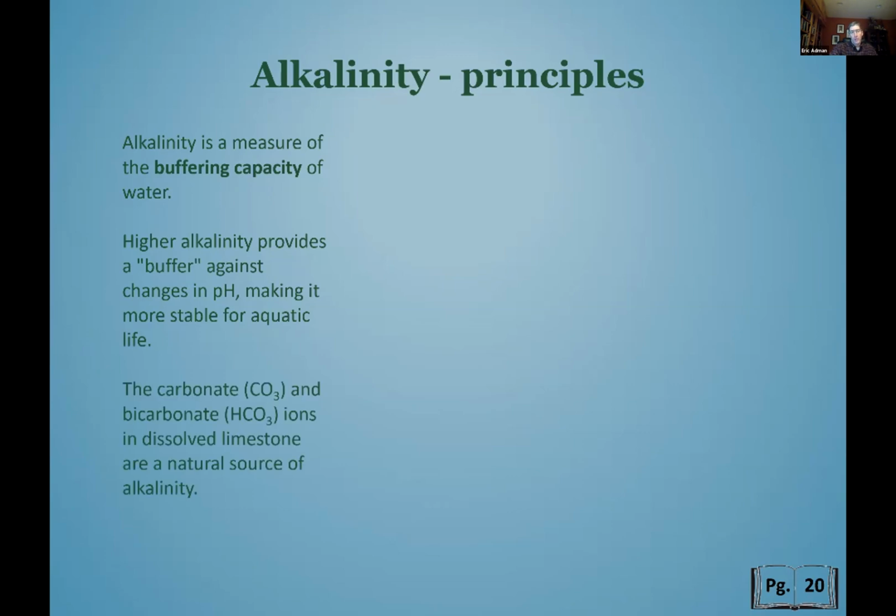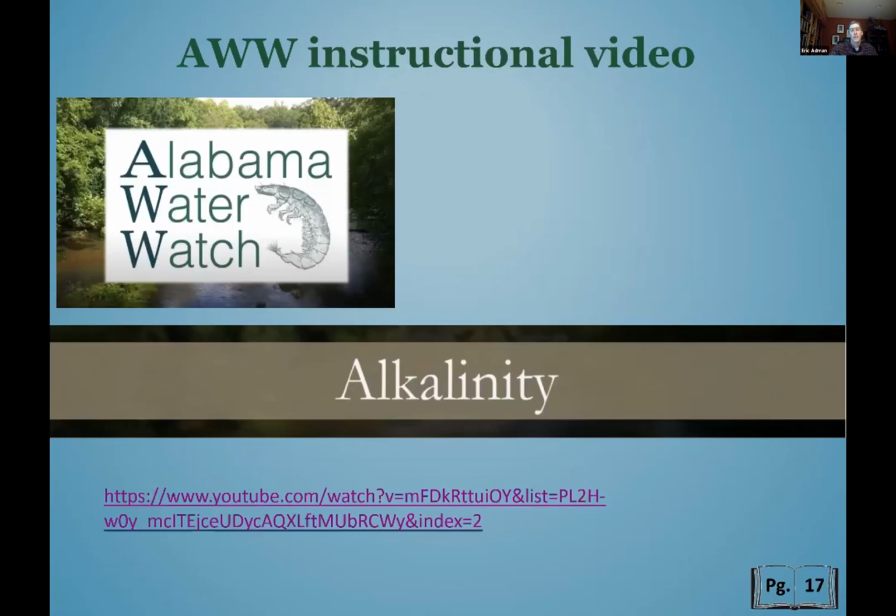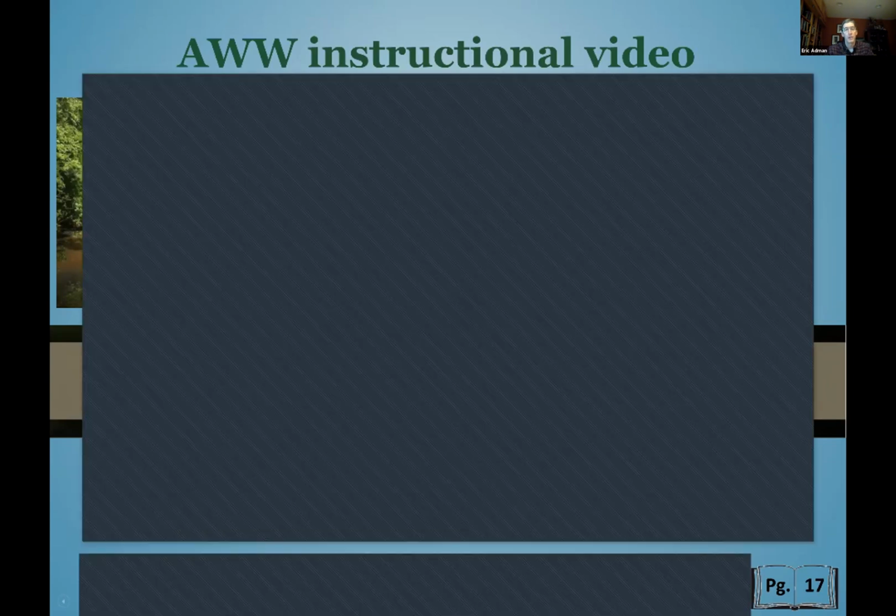There's a couple of particular ions that are a source of alkalinity. If you have calcium carbonate, the calcium gives you the hardness and the carbonate gives you the alkalinity. These are some of the ranges that we typically would find for alkalinity. And again, in our area, we're typically right in the middle on alkalinity. Alkalinity is a pretty similar test to hardness. It's another titration-based test. So we'll watch a quick video on how to test for alkalinity.